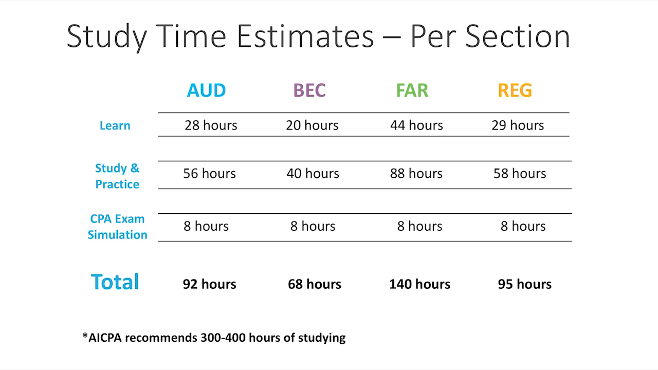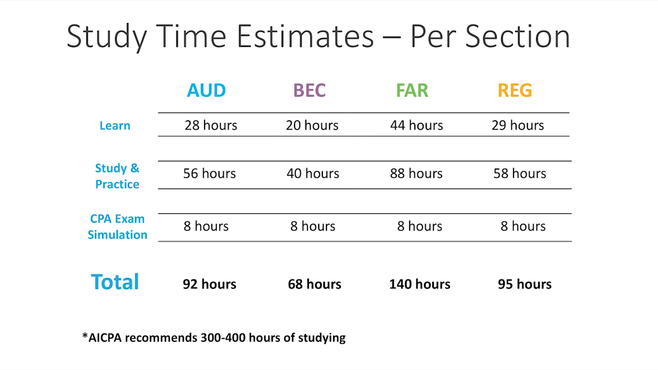Now, we generally suggest that the average successful candidate will spend about 2 to 3 hours of study time for every hour of lecture time. So let's say you've got 20 hours of lecture in BEC. That means times 2, you've got about 40 hours of study time. So now we're up to 20 and 40 or 60 hours.